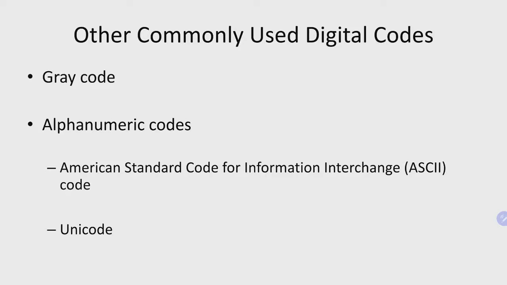Okay, so other digital codes that are used in digital systems, one of them is called gray code, and the other one is called alphanumeric code. The standard one is called ASCII code, American Standard Code for Information Interchange. And another one is called Unicode. Okay, so these are the two commonly used codes in your computer system.